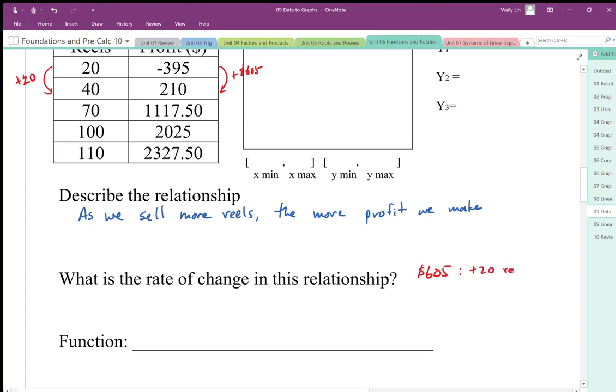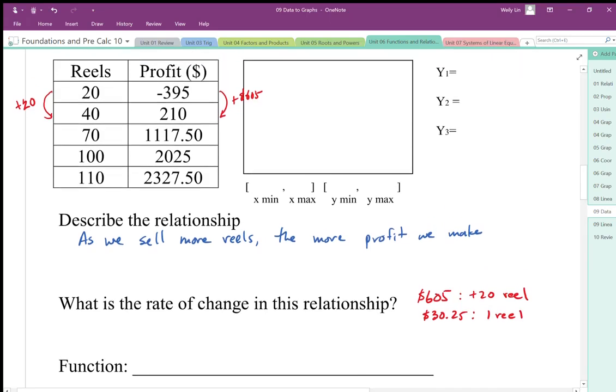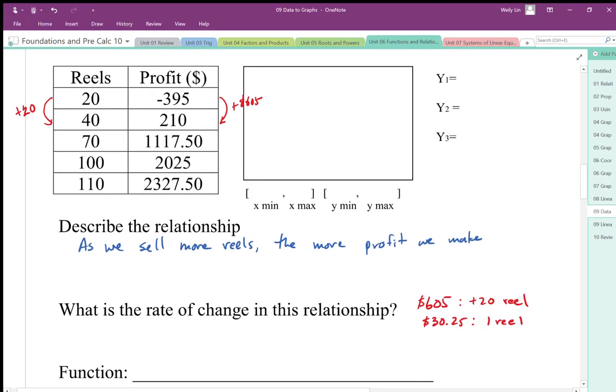The rate of change is the change in my dependent variable compared to the change in my independent variable. And it's nice to have a unit rate. So to find the unit rate, I divide. It's $30.25 for every one reel I sell. That's the profit I make per reel. So there's my rate of change.